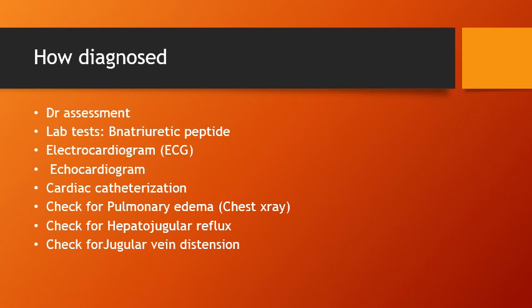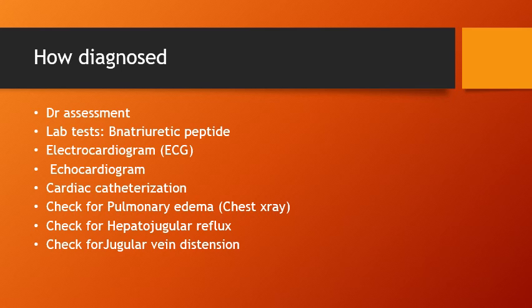So they basically diagnose congestive heart failure by a doctor's assessment. They take a look at you and they look for those signs and symptoms mentioned in the previous slides. They also do various lab tests. One of the most important is the BNP or B-natriuretic peptide. It tells them how far advanced your heart failure is. They can do an ECG or an electrocardiogram to look at the electrical activity of your heart. They can do an echocardiogram, which can show them how the blood is actually moving inside of your heart.